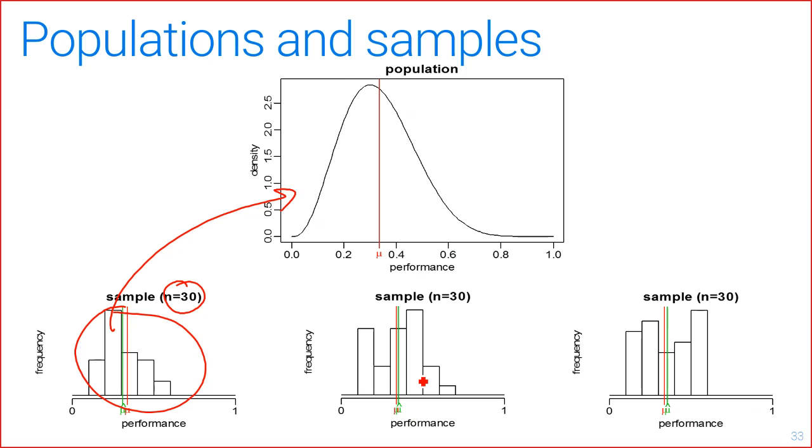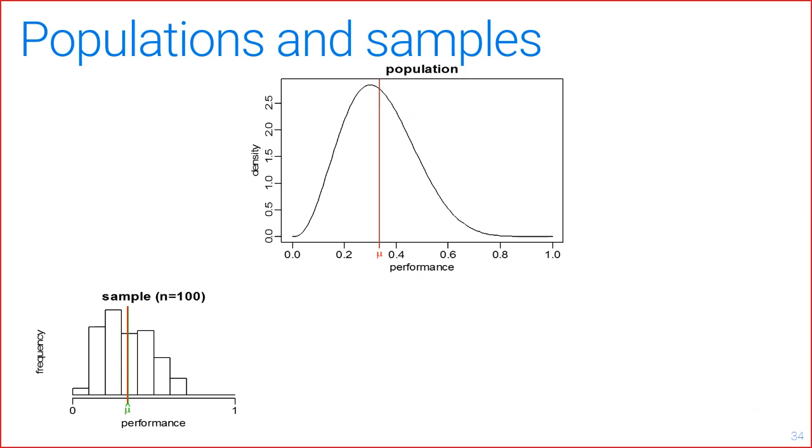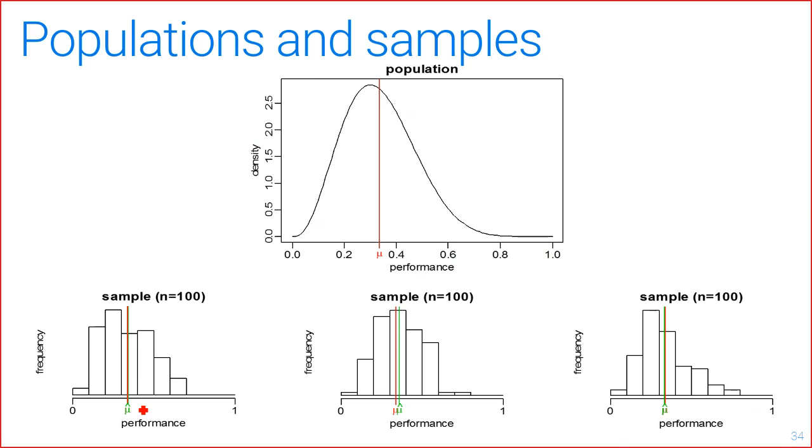And if we go even farther and always sample 100 observations, then we see that we are closer and closer to the mean. On average, we are expected to be closer to the true value if we have more data points, if our sample size is larger.